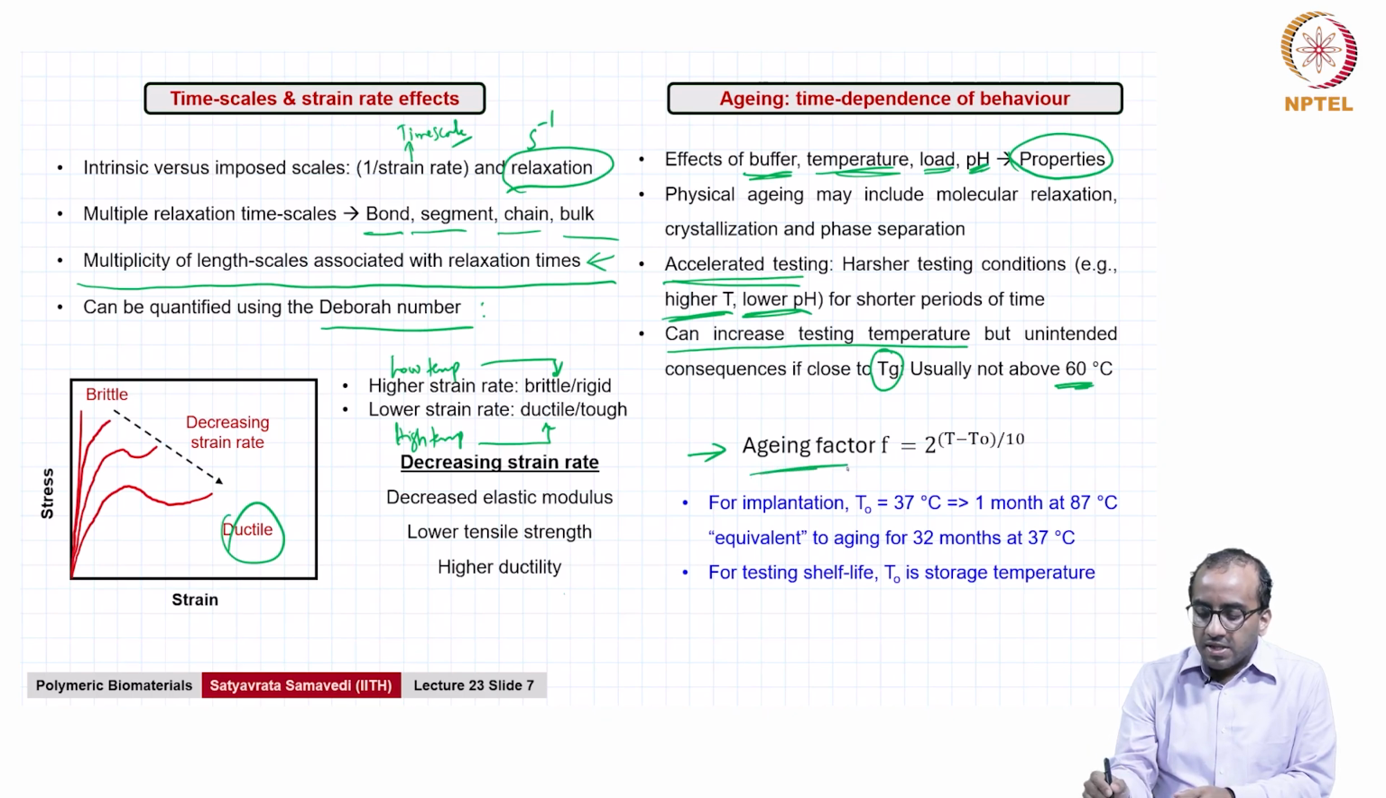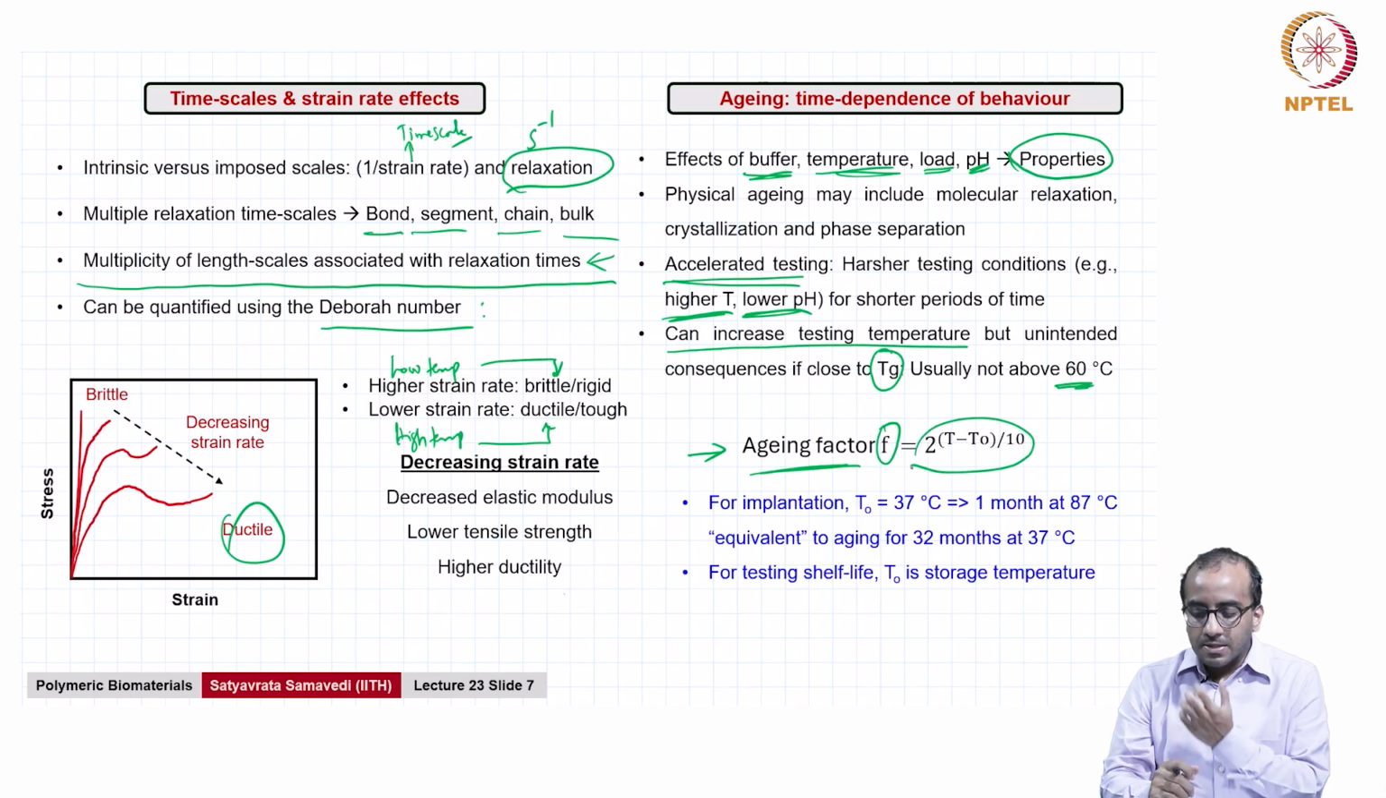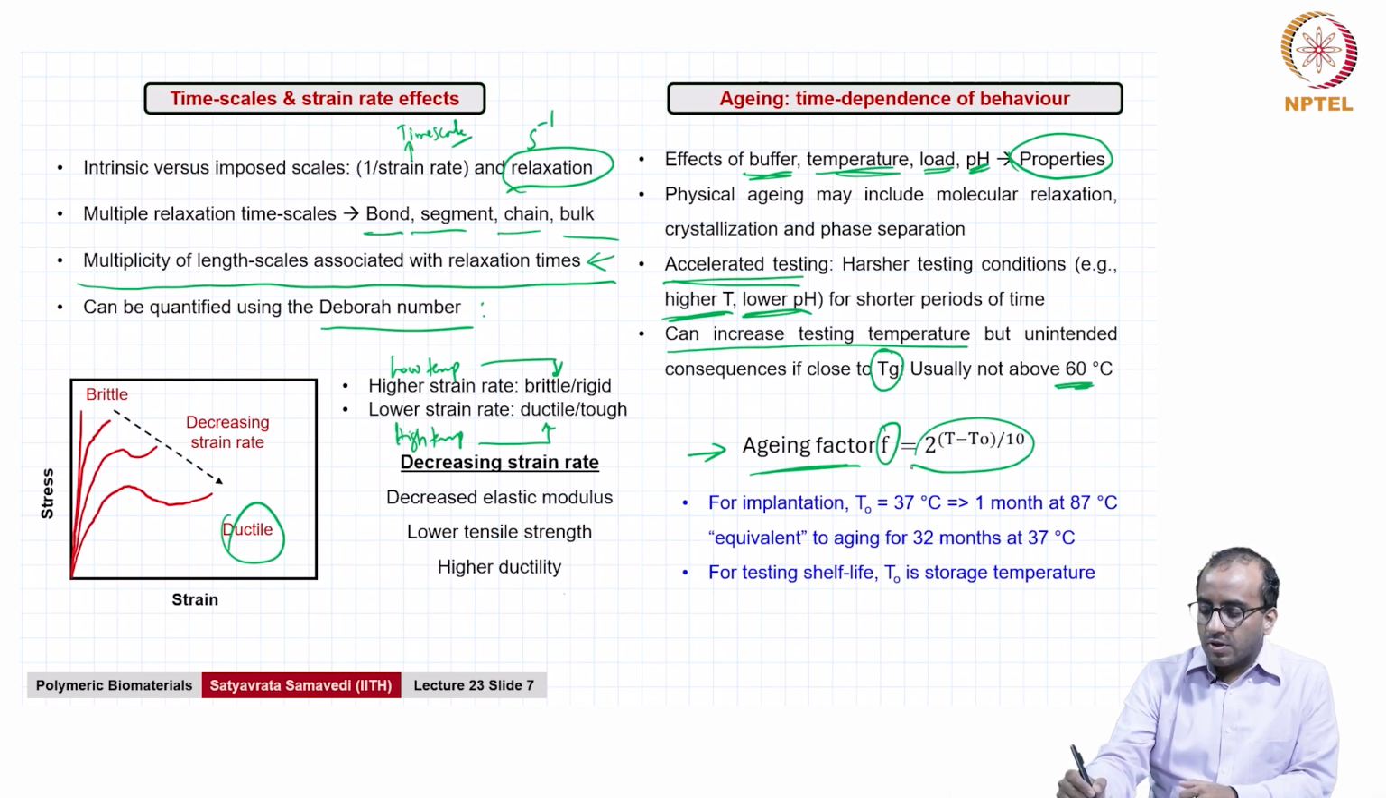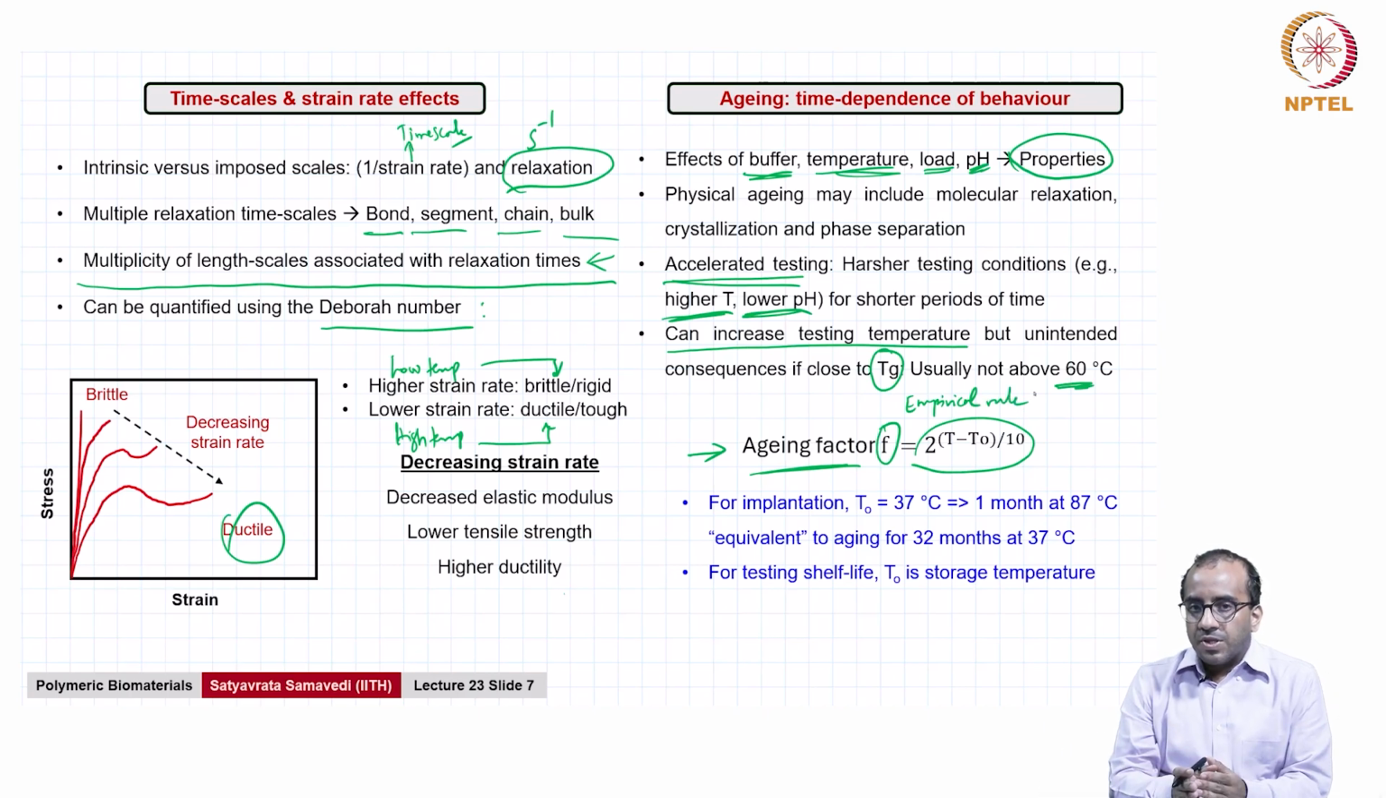You can now define something called an aging factor, where it is given by this formula. Essentially, the idea comes from an Arrhenius type of analysis, where you say that for every 10 degree increase in Celsius, the reaction rate doubles. So, this is that empirical rule or a rule of thumb, where you say that for every 10 degree rise in temperature, you are going to make the reaction or the aging process go twice as fast. That is what this equation simply means.